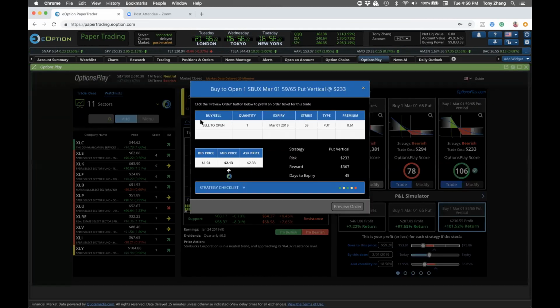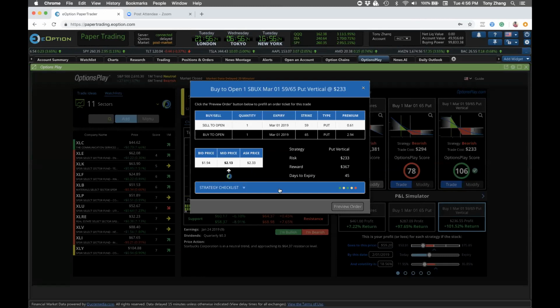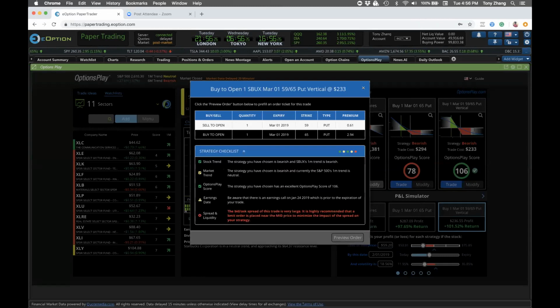And what we do is we give you the details of each trade. We even have a strategy checklist just to make sure you understand the trend and that you're trading with the trend, the options play score is good, checking for earnings, and making sure you understand the liquidity of an option before you place that trade.